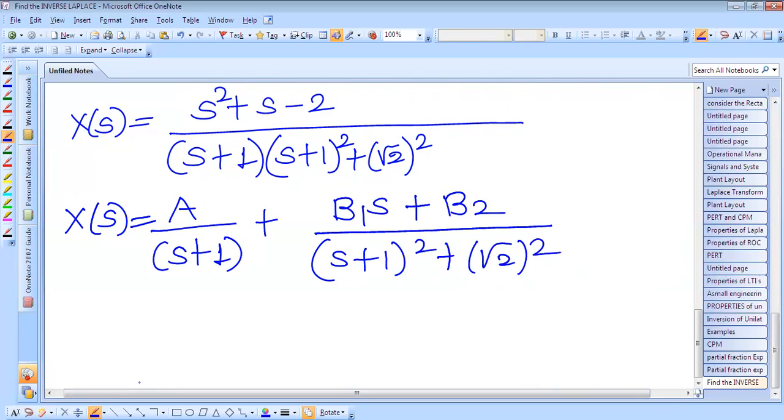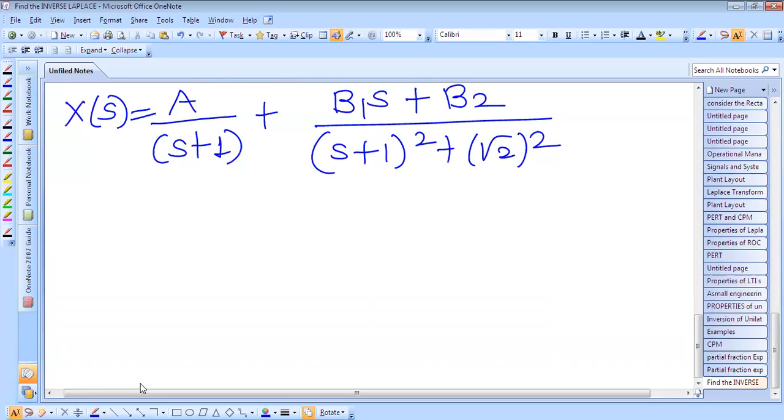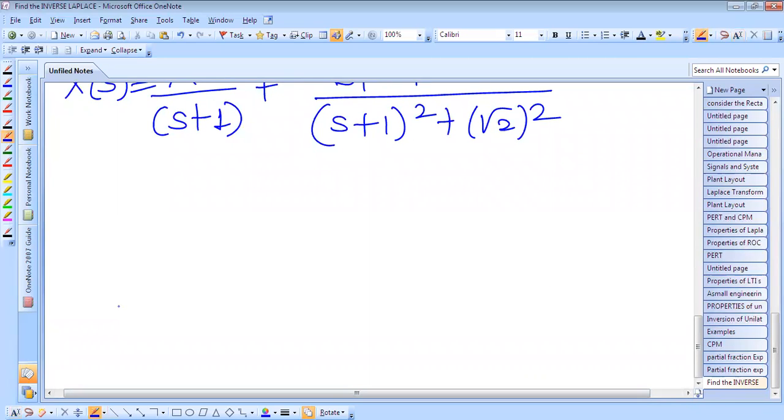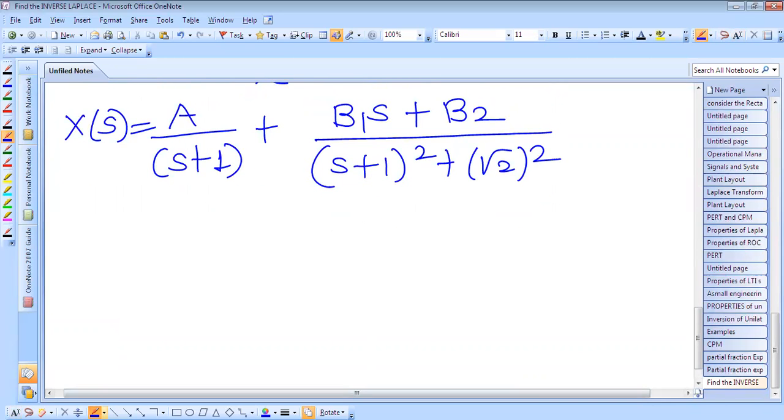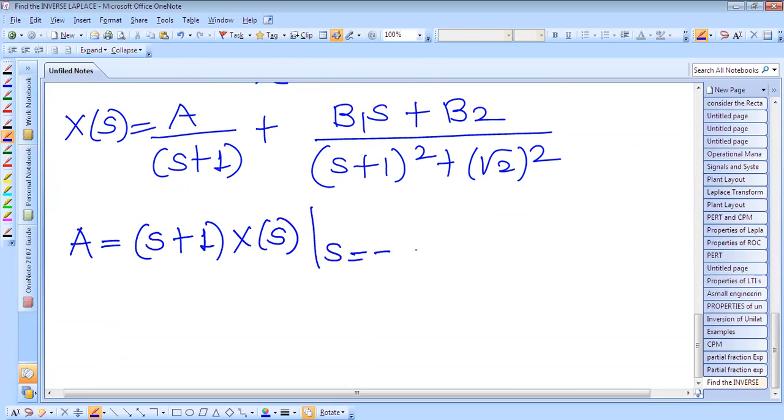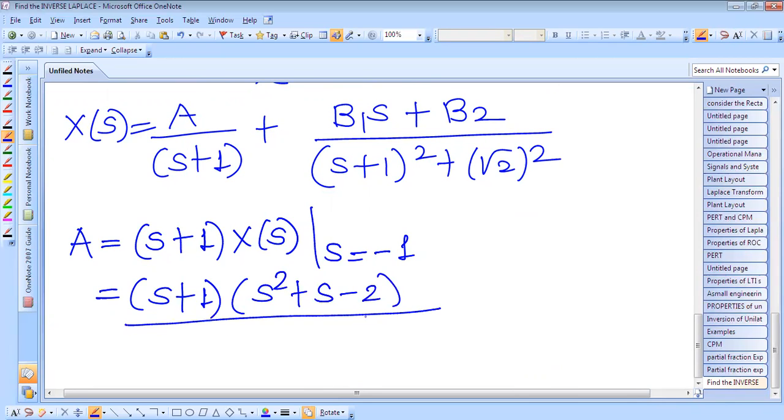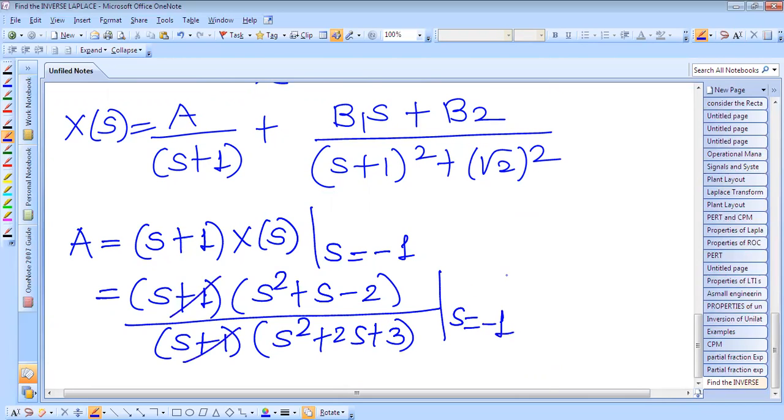So we have to find these values. And therefore this A value can be found as (s + 1) times X(s) at s equal to −1. So (s + 1), what is X(s)? X(s) is (s² + s − 2) divided by (s + 1)(s² + 2s + 3) at s equal to −1. So this will get cancelled.